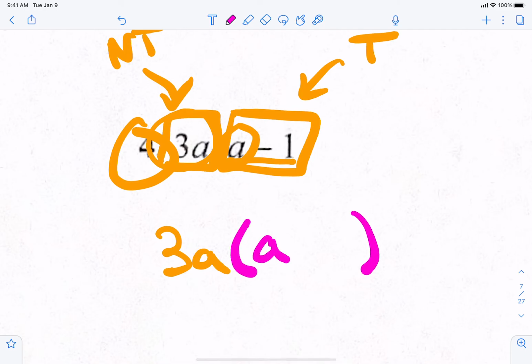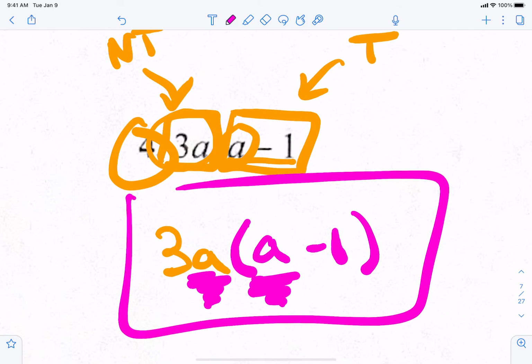Times A minus 1. You need to have both of them, because this A is not the same A as that A. One of them is a trapped A and one of them is not a trapped A. So they are two different A's. They might as well be two different variables, right? Okay? So this is what your LCM is going to look like.